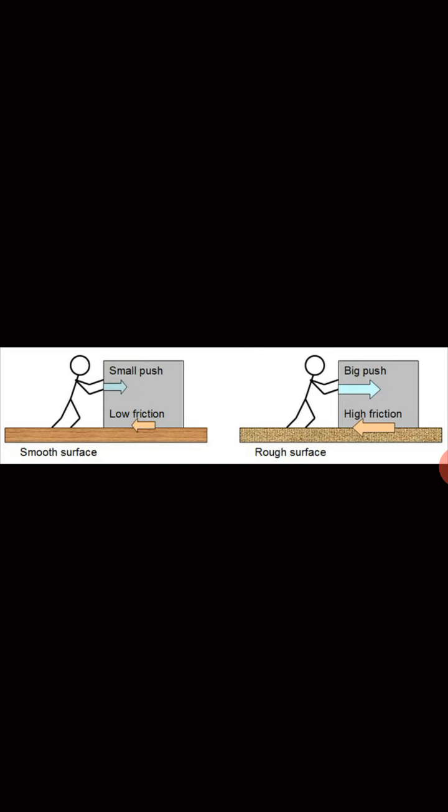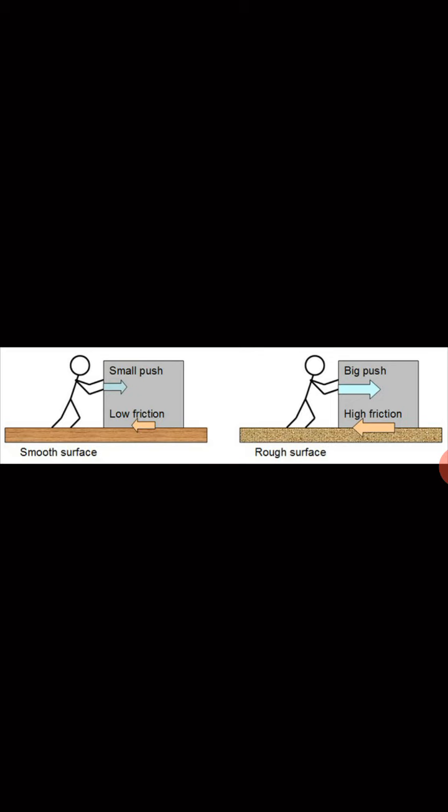In the two images, you can see the words written, push and friction. In the left one, the person is moving the object on a smooth surface. If the surface is smooth, the friction is less. That is why in the first image it's written low friction. The opposition to the movement is very less. That is why the person will need less energy to push that object, so it is written small push.